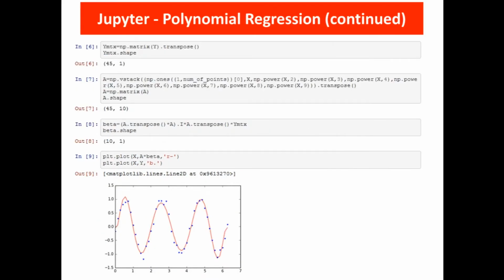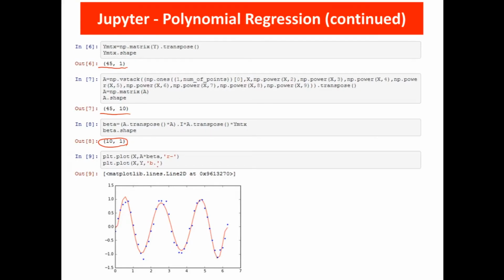So first we create the 45 dimensional column vector y, and then we create the design matrix A, which will have 45 rows as we have 45 training points, and we will use ninth order polynomials plus the constant. So this design matrix A will have 10 column vectors. Then we calculate the 10-dimensional column vector beta, which is just again A transpose A inverse times A transpose times Y, and then we are done.